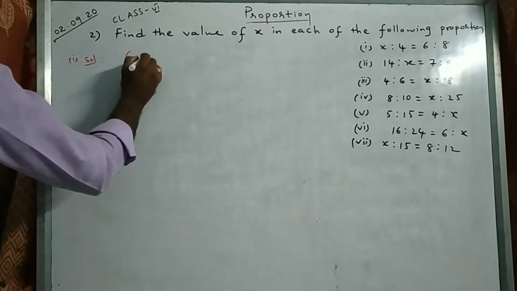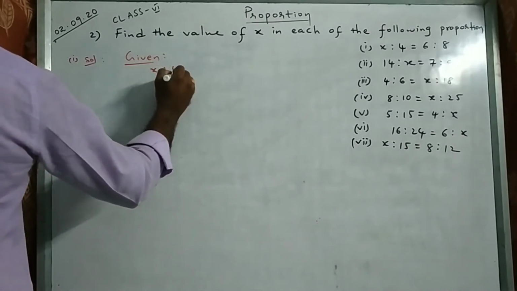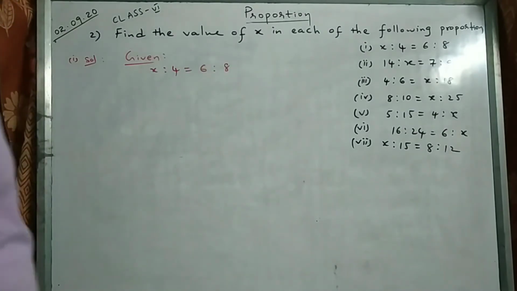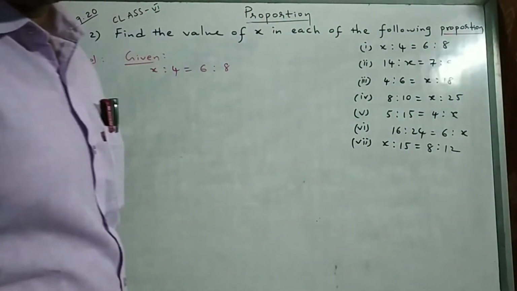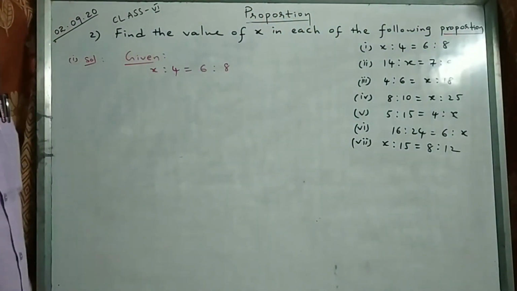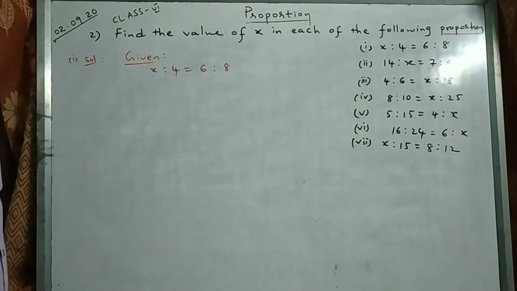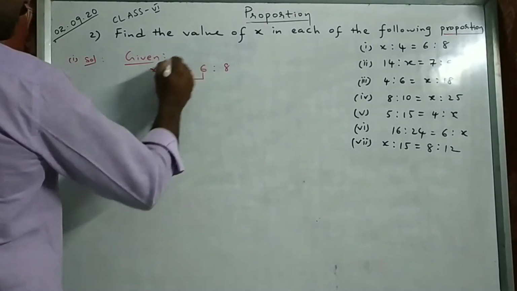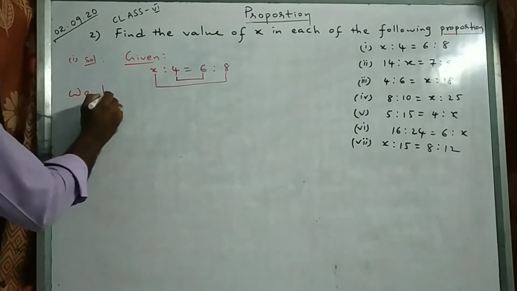What is given here? x is to 4 is equal to 6 is to 8. They said already they are in proportion, right? What did I tell you? When two ratios are equal, they are said to be in proportion. As per the proportionality condition, product of means equal to product of extremes. I can write that, right?